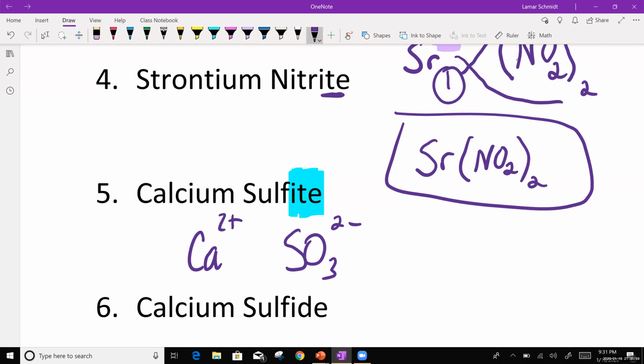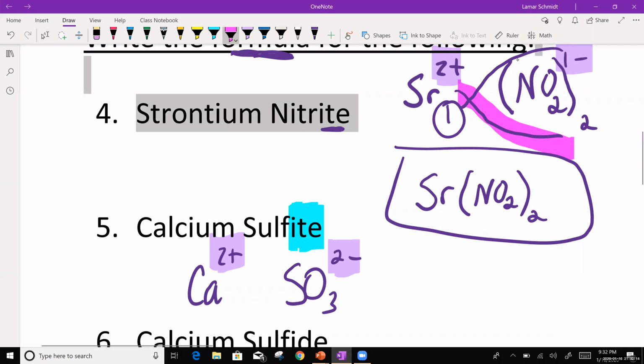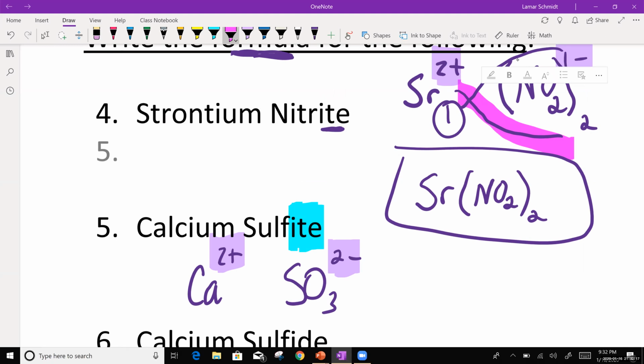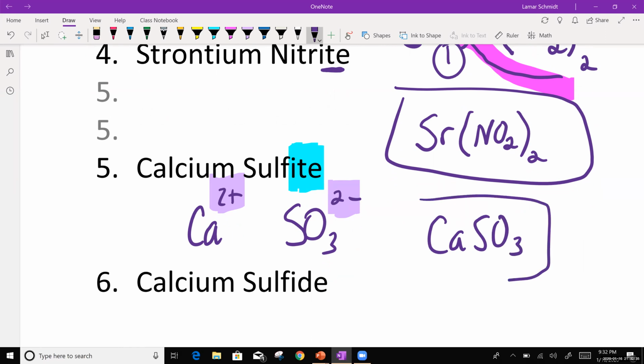So what you're looking at here is the sum of the charges, 2 plus and 2 minus. They already equal 0. In this case, there is no need to do any of this switching stuff. You don't need to do this when the charges already sum to 0. Something wacky happened with my pen. So the sum of the charges equals 0 already. You just write it as it appears, CaSO3. And that is as easy as it gets.